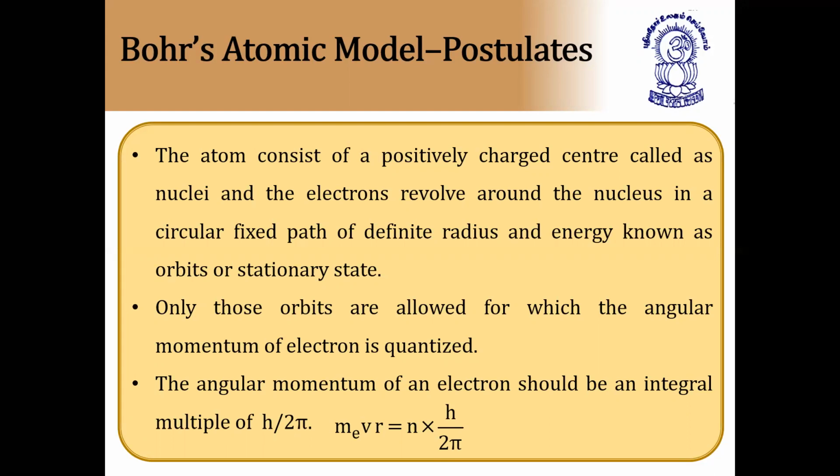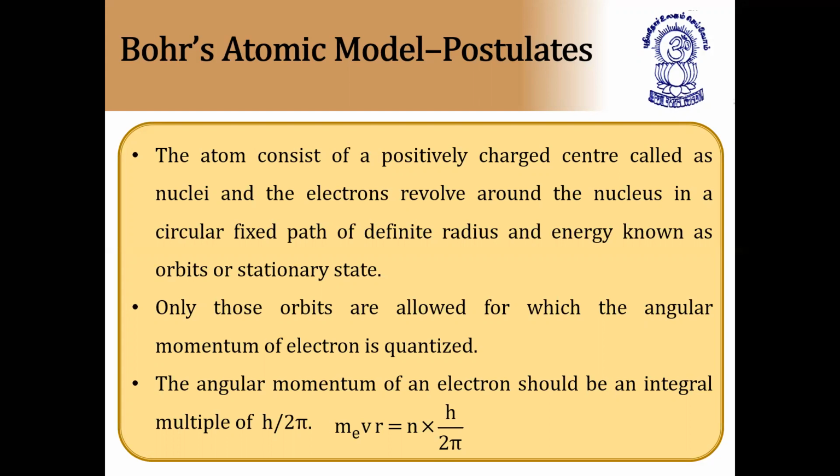As long as the electrons are in this orbit, their energy is constant. Here itself they showed why the atom's electrons are not falling into the nucleus, because they are revolving around the nucleus with high speed in a fixed orbit, fixed path or definite radius, and the energy, known as orbits or stationary states. Only those orbits are allowed for which the angular momentum of the electron is quantized.